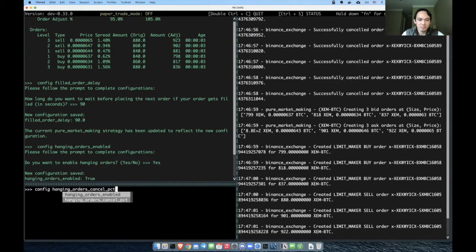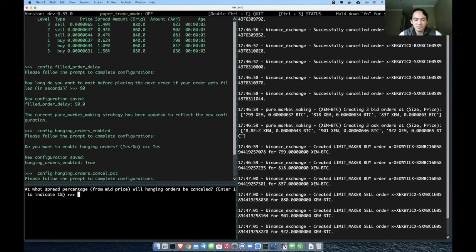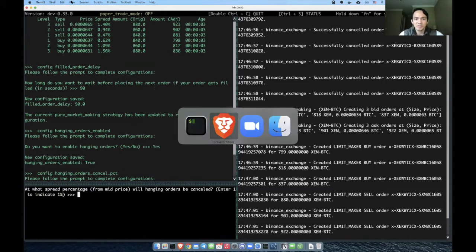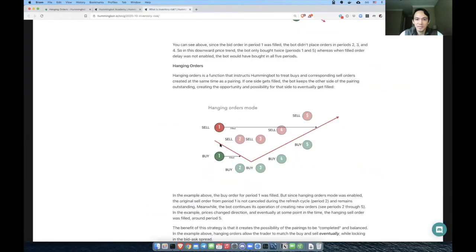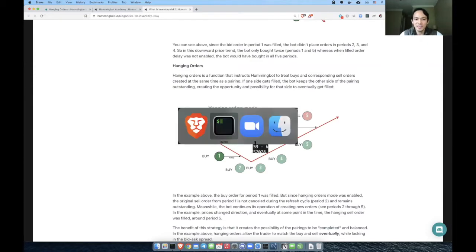cancel percentage. So what this is, at some point in time, if we go back to this graph, let's say we kept this outstanding and the price just kept going downwards. Obviously in this scenario, if prices keep going down further and further away from that old sell order, then it becomes increasingly unlikely that you'll ever be filled. And so this next parameter is kind of like a cleanup function.